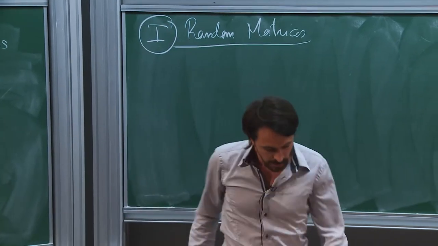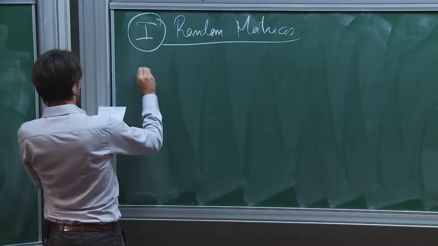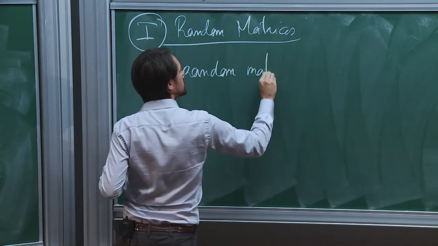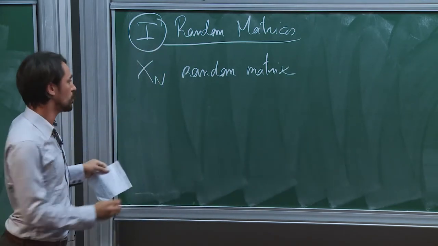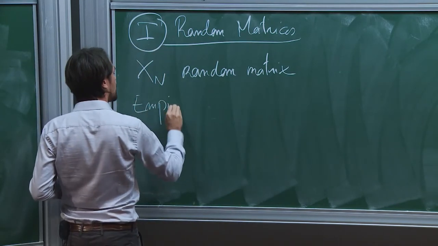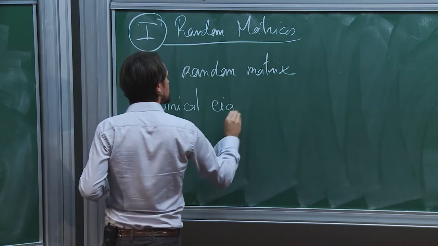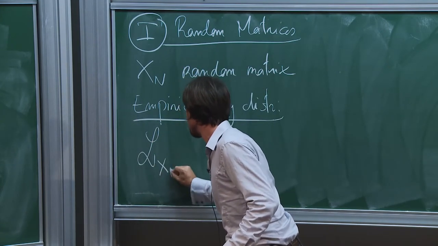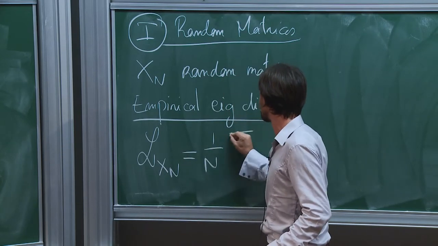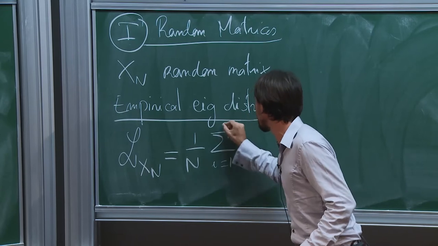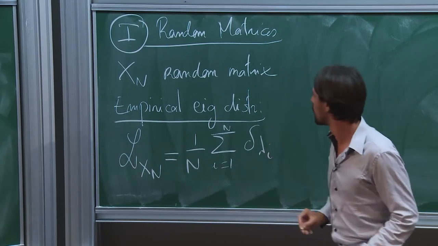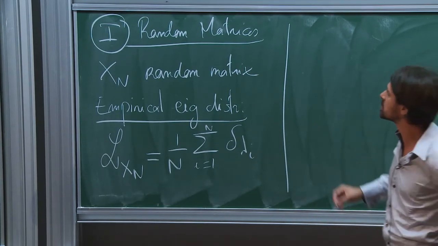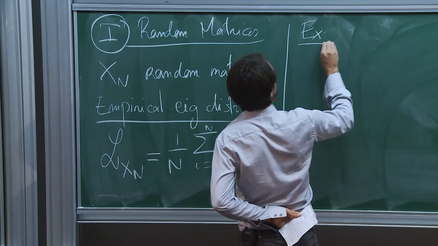Okay, so I consider a random matrix Xn. And as usual, we are interested in the spectrum of this matrix. And we encode it into the empirical eigenvalue distribution. I denote this measure L_Xn, which is a probability measure with a weight 1 over n on each eigenvalue. And the purpose is, to some extent, to compute the limiting distribution, the limit of this probability distribution. And the main example is Wigner's theorem.